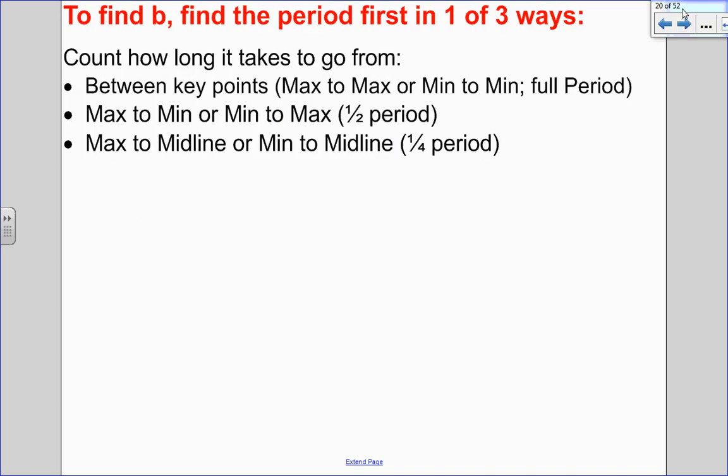So I have to find the period first, and there's 3 different things I can look for. First of all, I can look at how long it takes to go through one full cycle. So that could be a hill and a valley, max to max, min to min. That would be a full period. If we have max to min or min to max, that's half of the period. So I would take half of the period multiplied by 2 and get the full period. Or I can go to my quadrants, my quarters, max to midline or min to midline, is a quarter of the period. So if I times that by 4, I would get the full period.